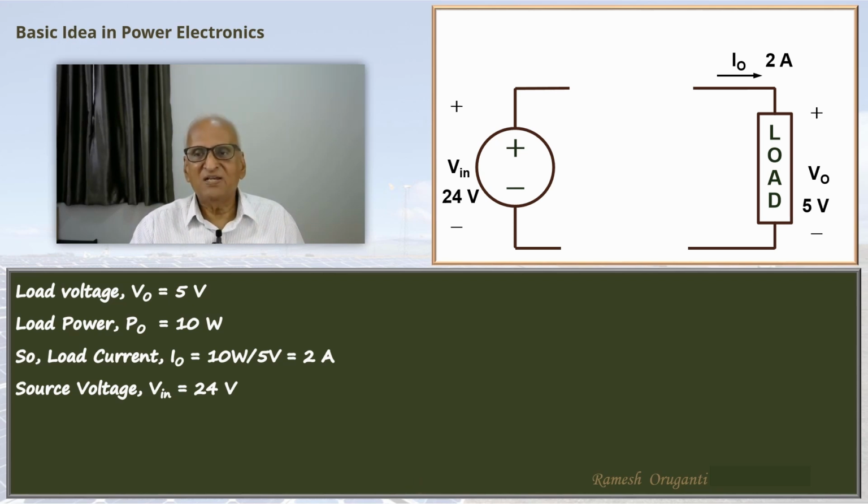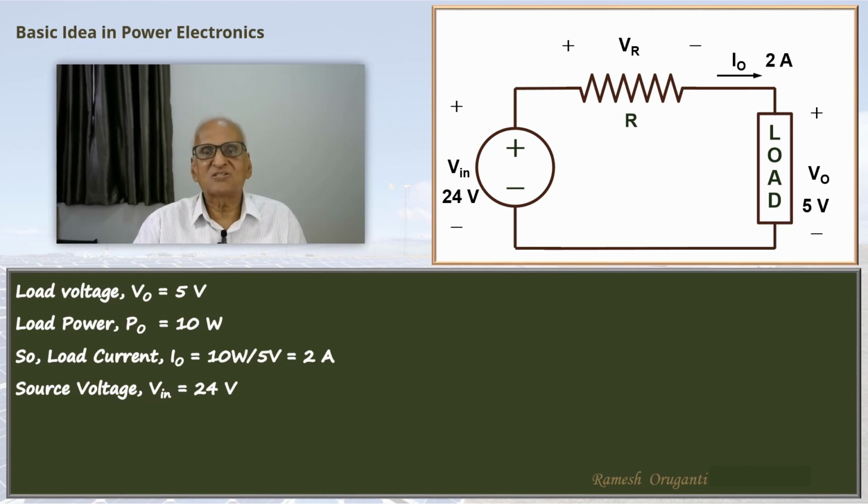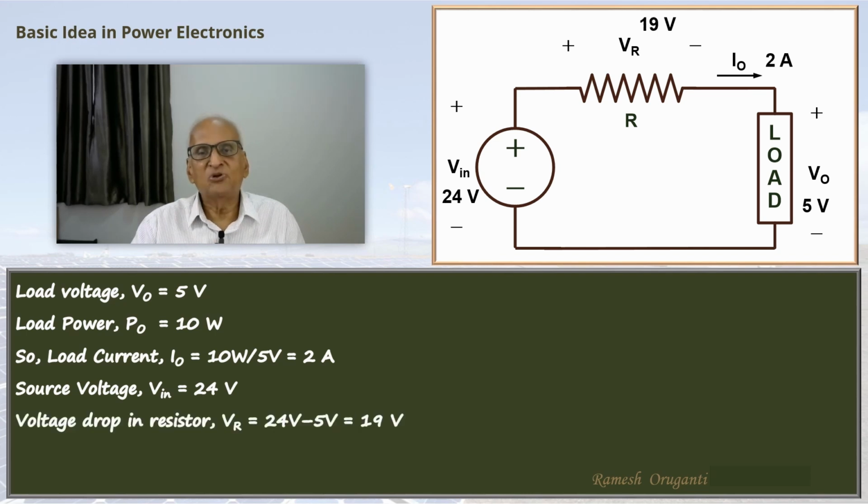One of the ways we can simply solve the problem is if we insert something here, so that the 24 volts is reduced to 5 volts. That means the remaining 19 volts should be dropped somewhere. So we can insert some resistance here, which will drop the 19 volts. The resistance develops a voltage VR because the current of 2 amperes is going to flow through it. If you go through this loop, we are applying 24 volts, we have 5 volts here, so the remaining voltage of 19 volts should be dropped in the resistance.